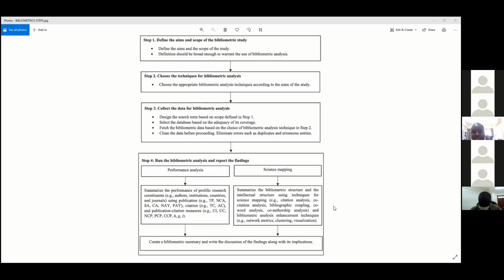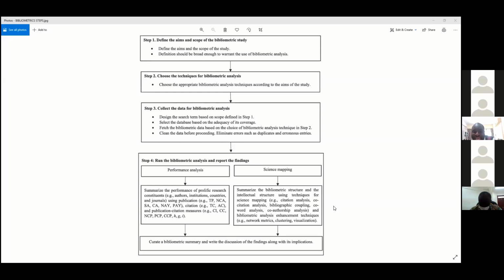You select the database based on whether it has the information you want, whether it has the coverage. Some databases are fairly recent, others have been there for much longer. So if you want to use a database which goes back in time, let's say to the 1990s, then you have to know which of the databases has the information you want. Otherwise, you will not be able to elicit the information that you want from there. So you have to know the coverage that the database has, whether it is adequate for your purpose or not. Then, of course, you go ahead to really get the bibliometric data based on the choices that you have made in step 2.